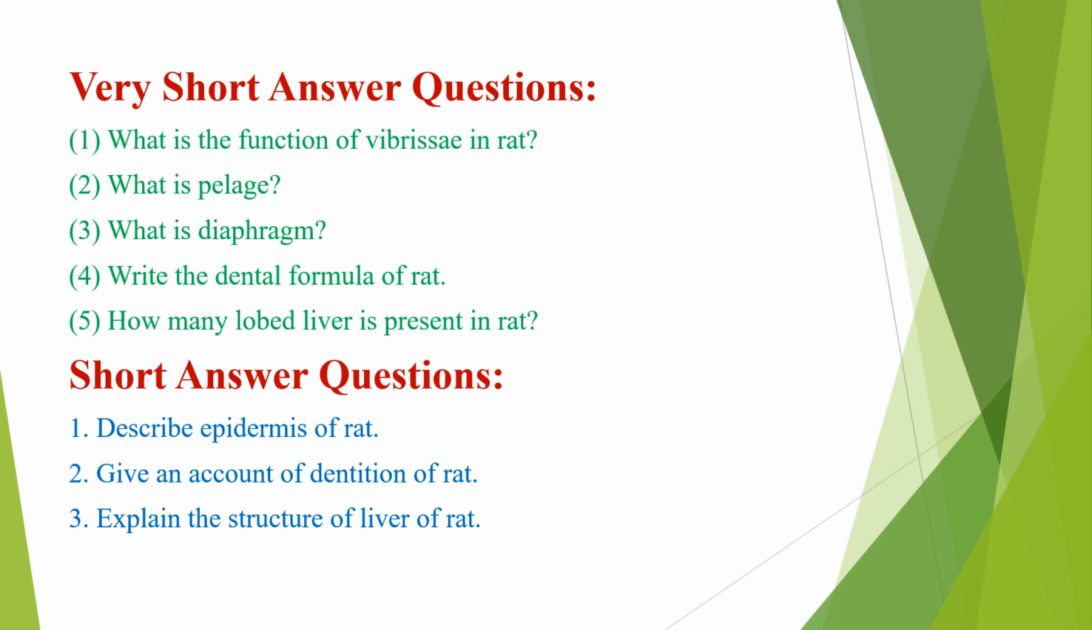Now we will discuss the very short answer questions. Question number 1 is, what is the function of vibrissae in rat? Question number 2 is, what is pelage? Question number 3 is, what is diaphragm? Next question is, write the dental formula of rat. Question number 5 is, how many lobe liver is present in rat?